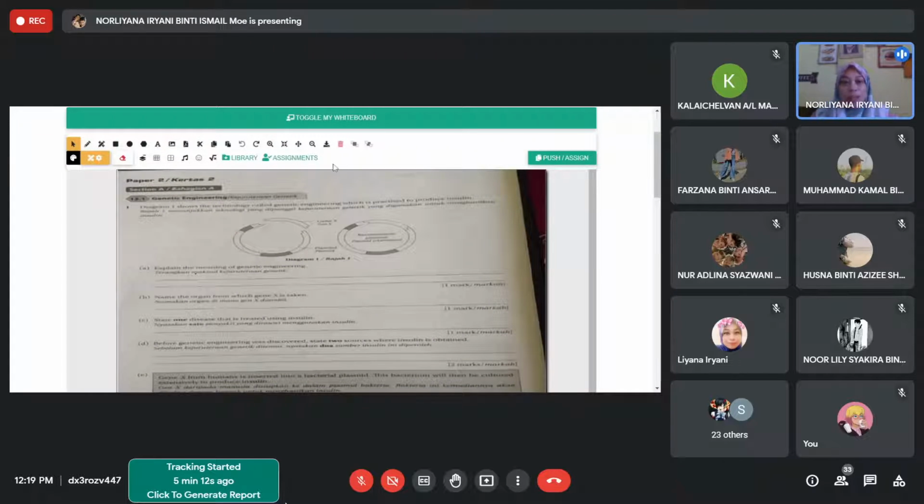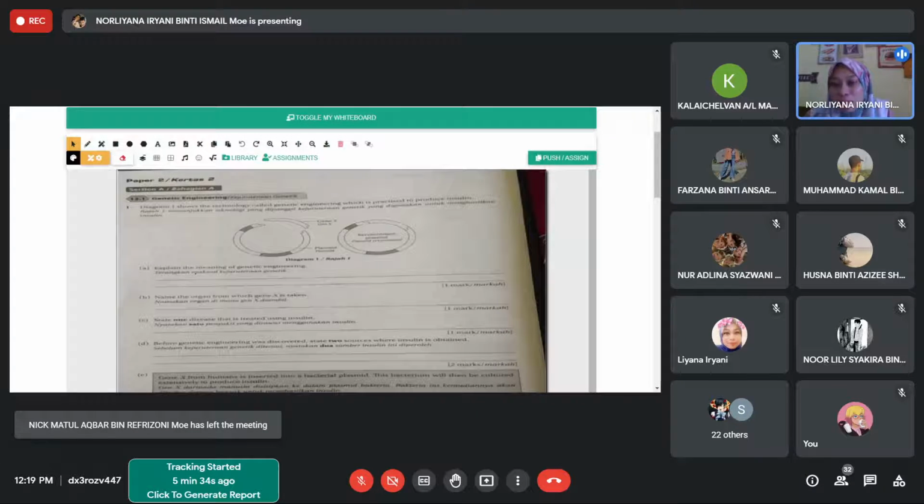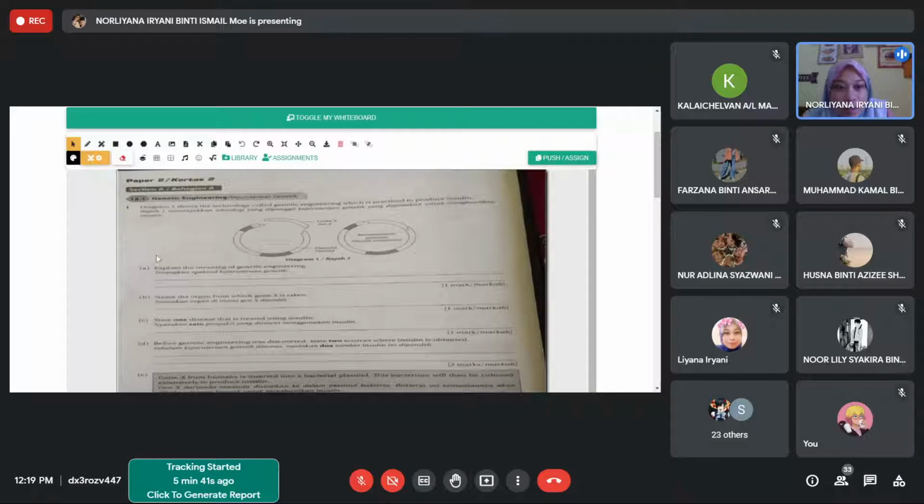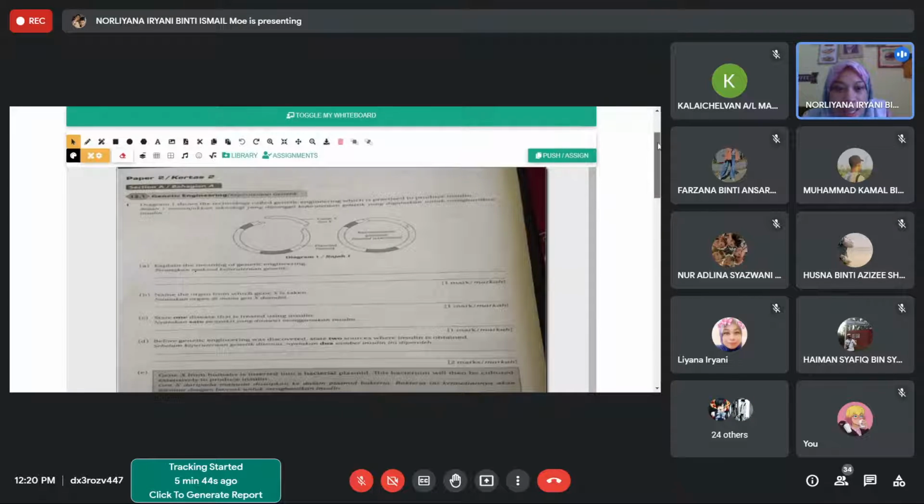Okay, sekejap. Before that, let us read the question. Okay, it is under genetic, which is chapter 13. Diagram 1 shows the technology called genetic engineering, which is practiced to produce insulin. Okay, that is the keyword. The key of the question. Okay, genetic engineering practiced to produce insulin. Okay, insulin.